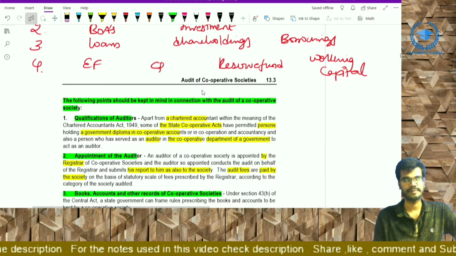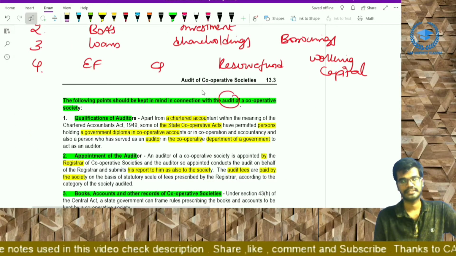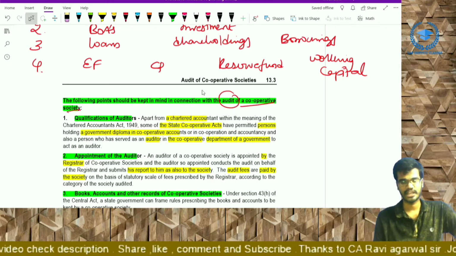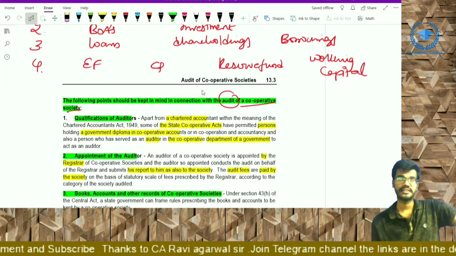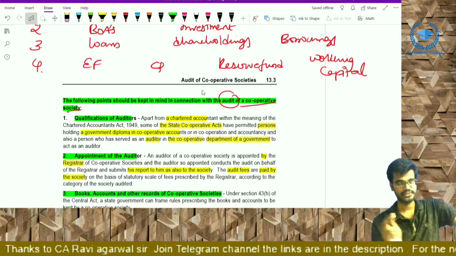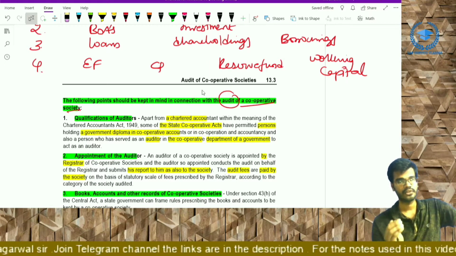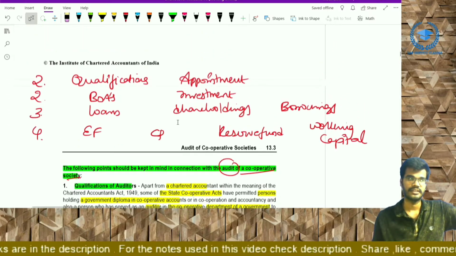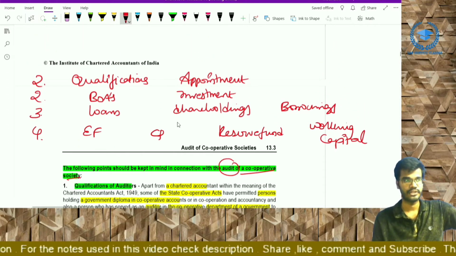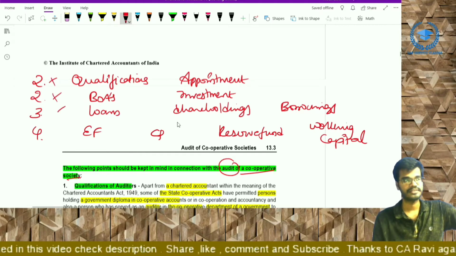Coming to our next topic, what are the audit features? See, features of cooperative society. There are 2 questions: features of cooperative society and special features of cooperative societies audit. These are 2 different questions. Don't confuse these 2 questions. We are going to discuss now the features of cooperative society. We can divide this as follows: 2 plus 2 plus 2 plus 3 plus 4.